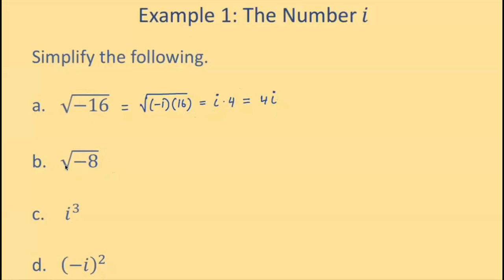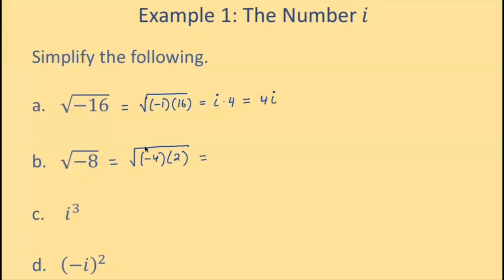Now let's look at this one. Square root of negative 8. Let me do it a little differently this time. Negative 8 is the same as negative 4 times 2. Negative 4 times 2 is negative 8.